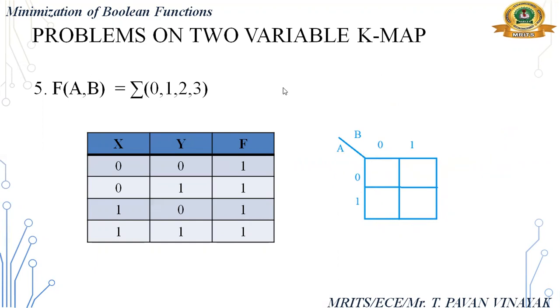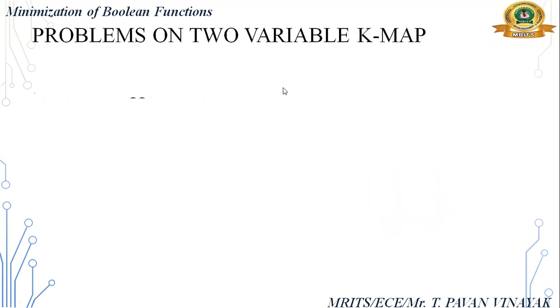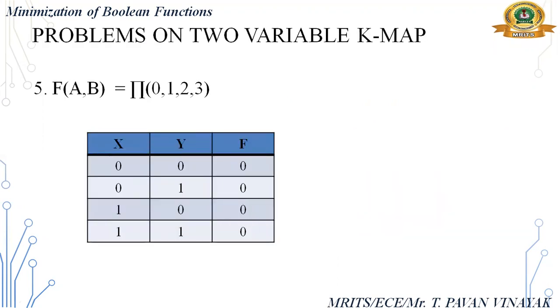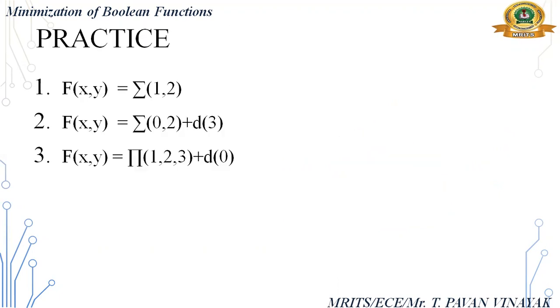Next, pi of 0 comma 1 comma 2 comma 3. Next problem. So all are zeros. Okay, all are zeros. Next, do this practice problem. Okay. Thank you.